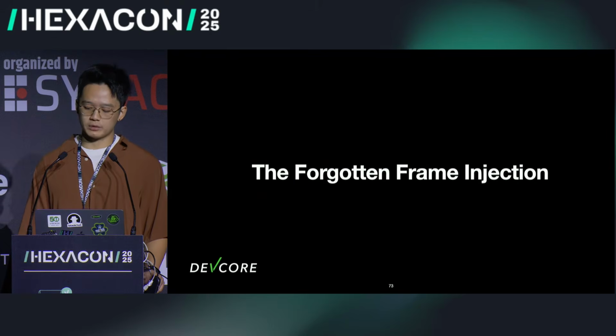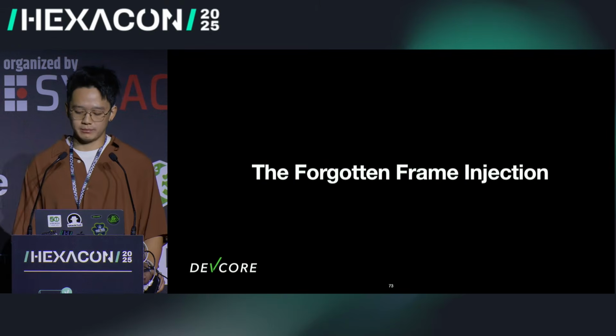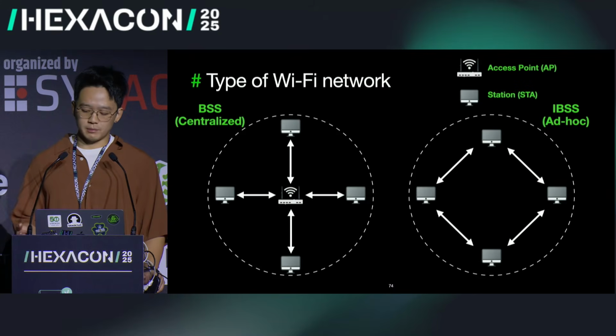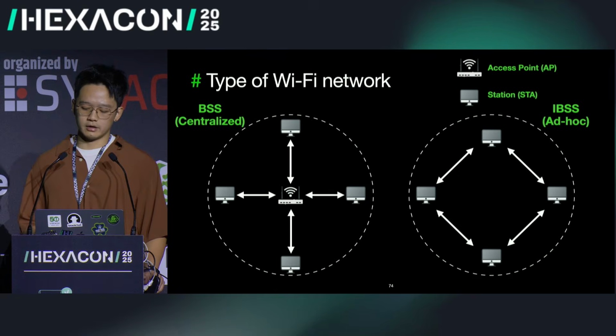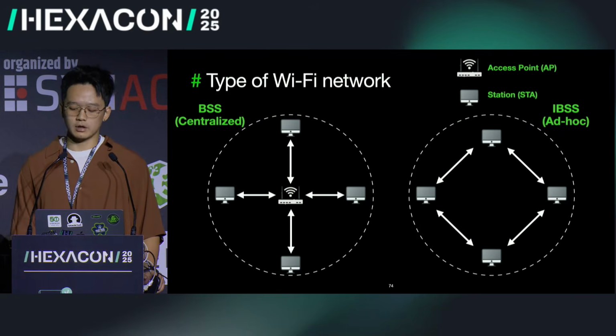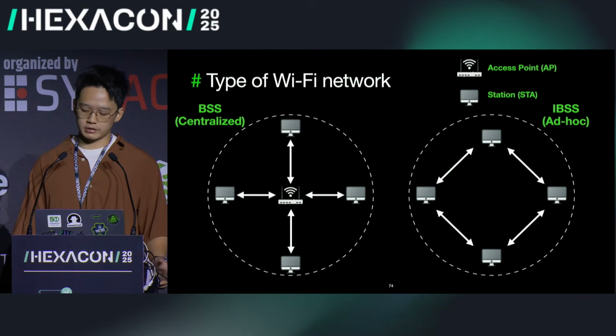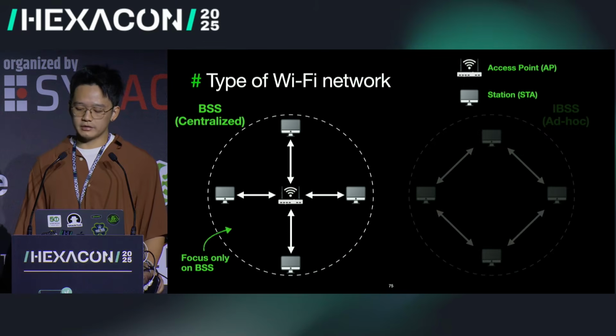Let's move into a new chapter, the forgotten frame injection. Wi-Fi networks can be divided into two types, BSS networks and IBSS networks. A BSS network is a centralized network where all frames are forwarded by the access point to stations. On the other hand, IBSS is an ad hoc network where stations communicate with each other directly. In the following slides, we only focus on the BSS.